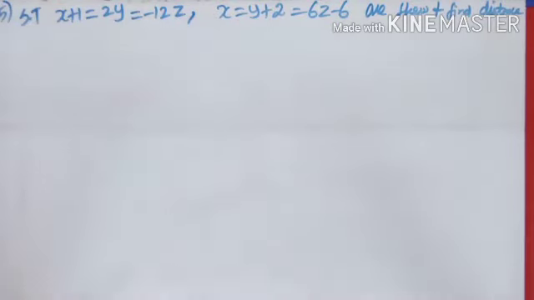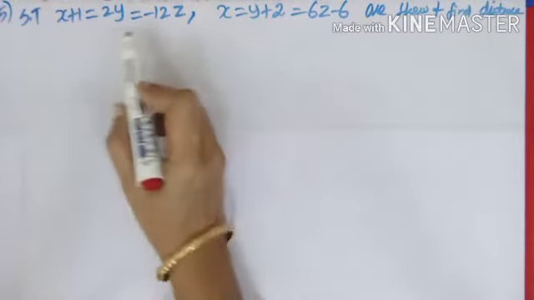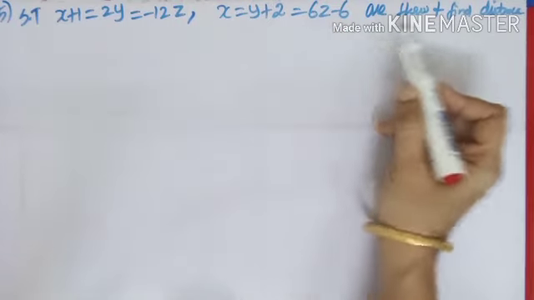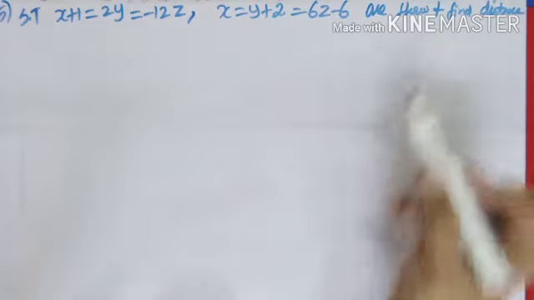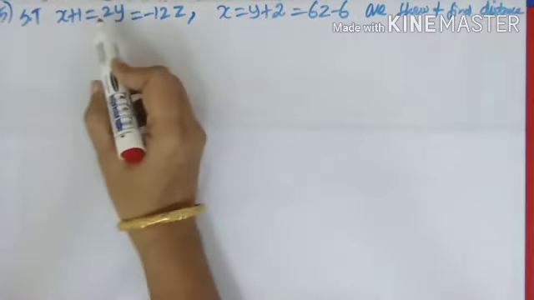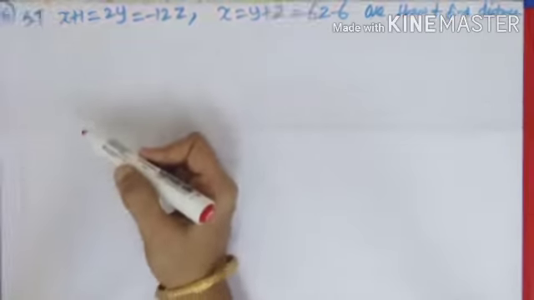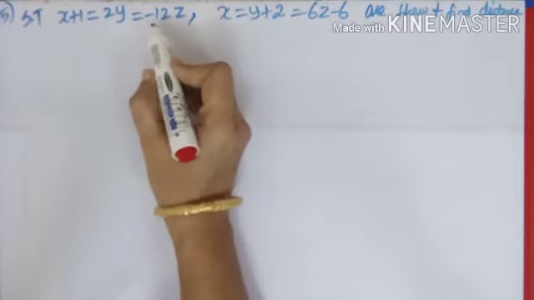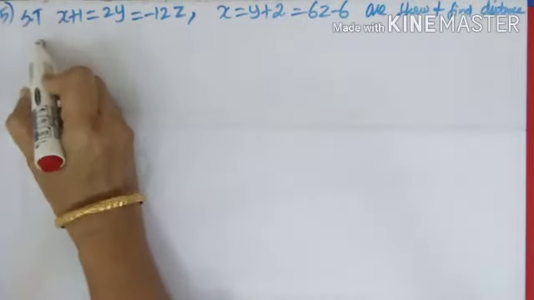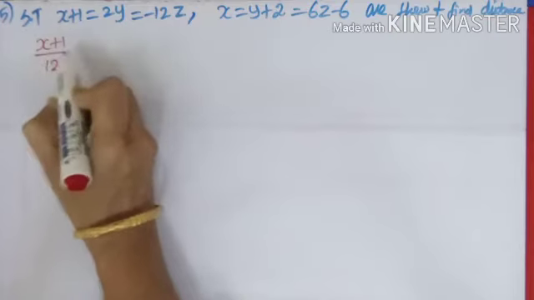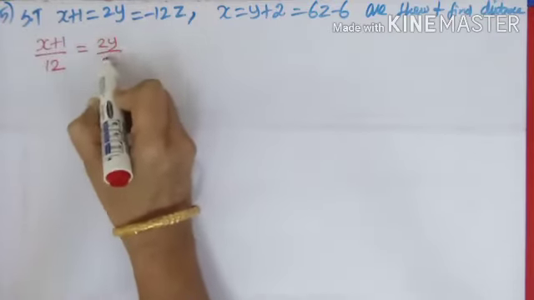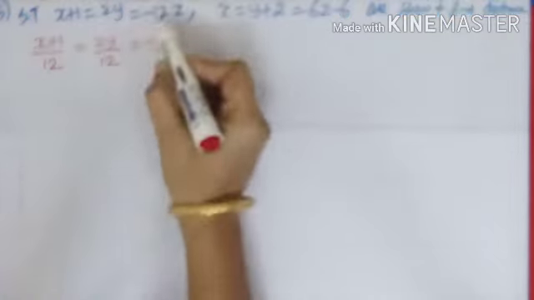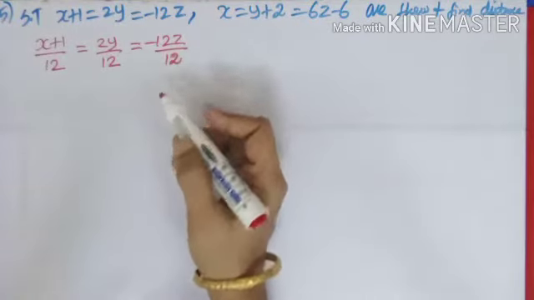Question number 5. Show that x plus 1 equals 2y equals minus 12z, x equals 5 plus 2 equals 6z minus 6. The two lines are skew and hence find the shortest distance between them. Now this is not in the proper format. See the maximum number, divide by that. So 12. So let us divide by 12. I get x plus 1 by 12 equals 2y by 12 equals minus 12z by 12. So the maximum number when I divide, I get a proper format.